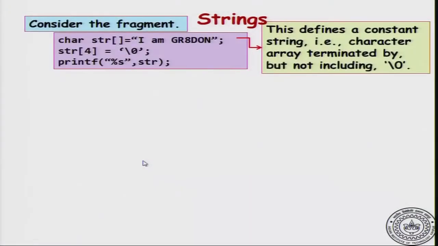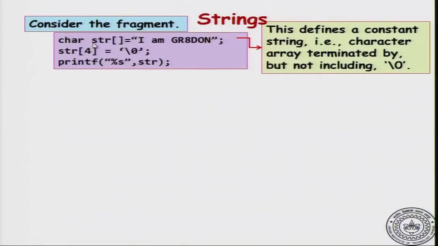Now, let us look at the following fragment to understand in a little more depth what %s does when you print using printf. Suppose I declare a character array, char str[], equal to "I am gr8don" within double quotes. This is initialized using a string constant, which means that after the last n there will be a null character in the array.